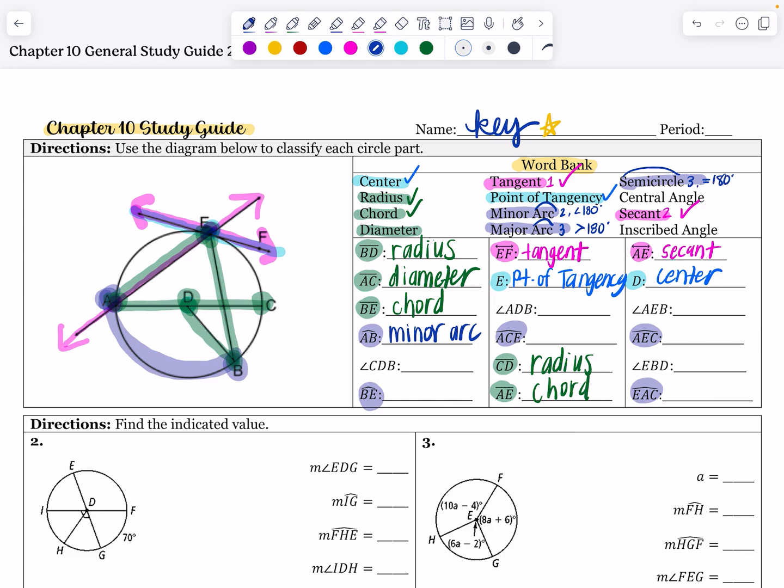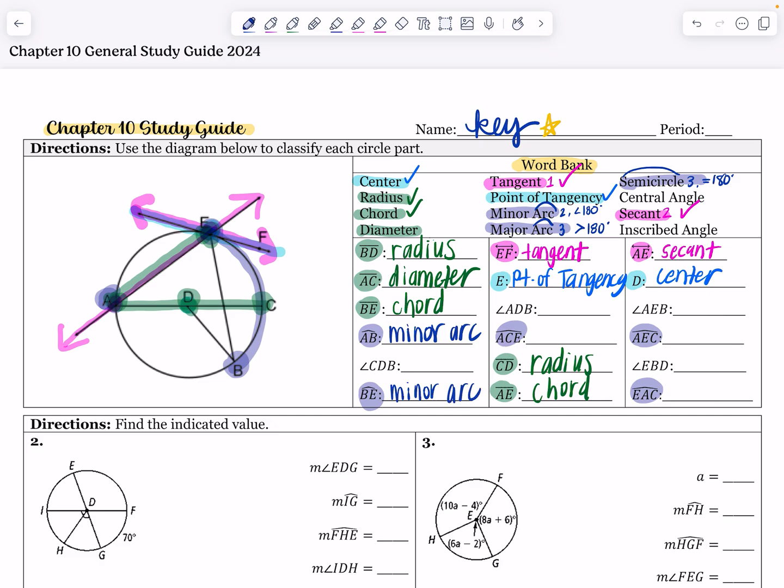So what is B to E? B to E, starting at B. So let's highlight that. Starting at B, shortest distance around the outside of the circle to E is also going to be a minor arc. So we have two minor arcs there. Those are named with two letters, so I know that I did that correctly. Minor arc. I went the correct direction.